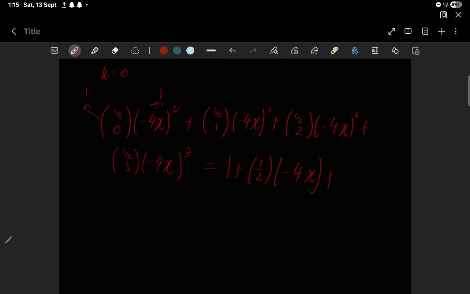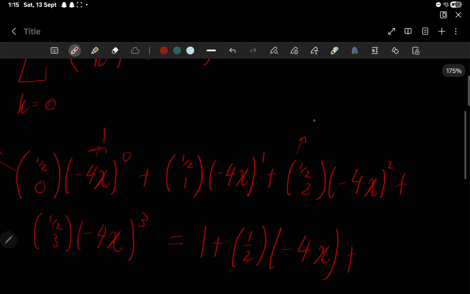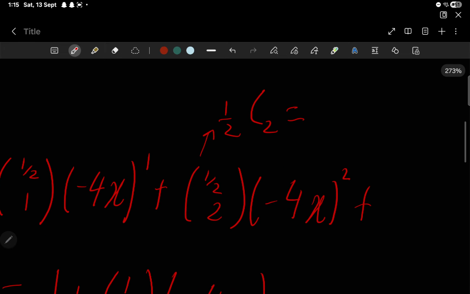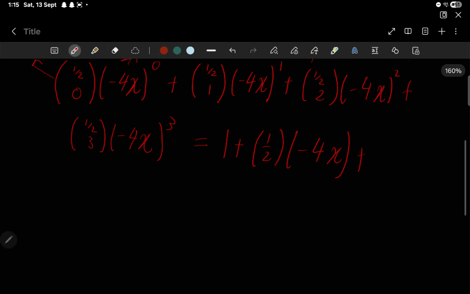Now, here, 1 over 2c2. We're going to show you with examples. It's going to be much better, and then I'll show you the pattern. So, 1 over 2c2. We're going to write 2 factorial at the bottom. Then 1 over 2, and then 1 over 2 minus 1. This is going to equal, I think, negative 1 over 8, but let me just check. So, 1 over 2 minus 1, negative 1 over 8, yes. So it's just going to be plus negative 1 over 8 into 4x squared. It's going to be a positive 16x squared.